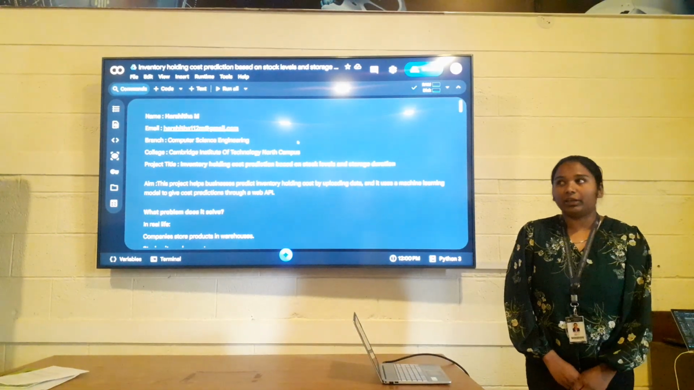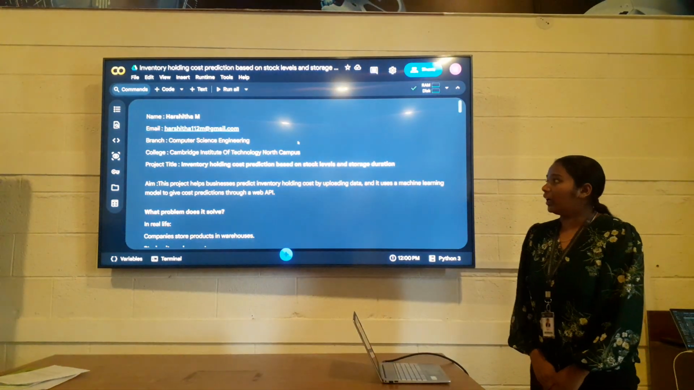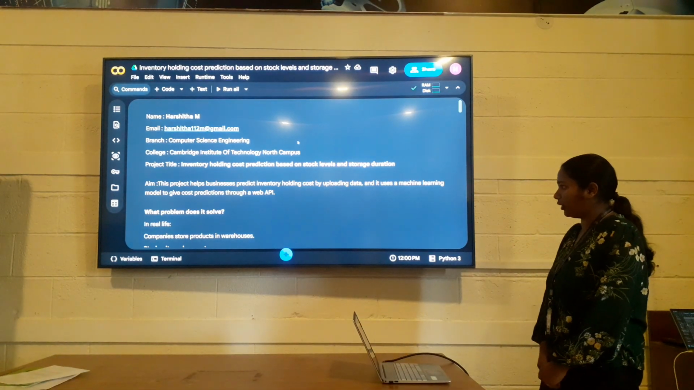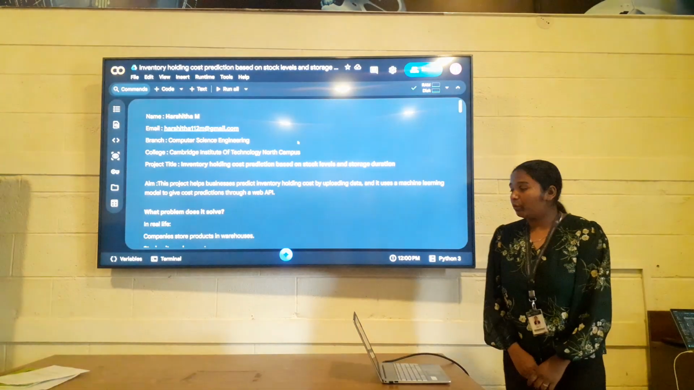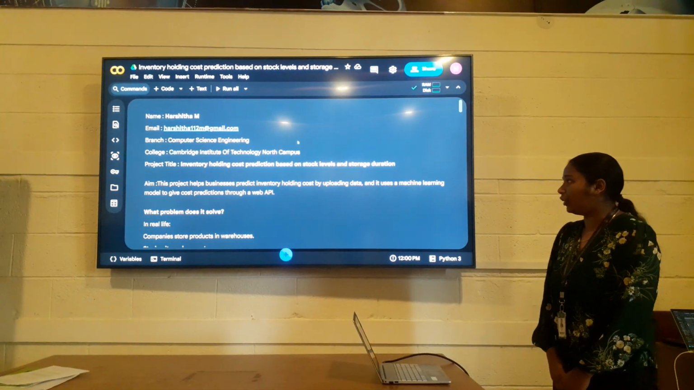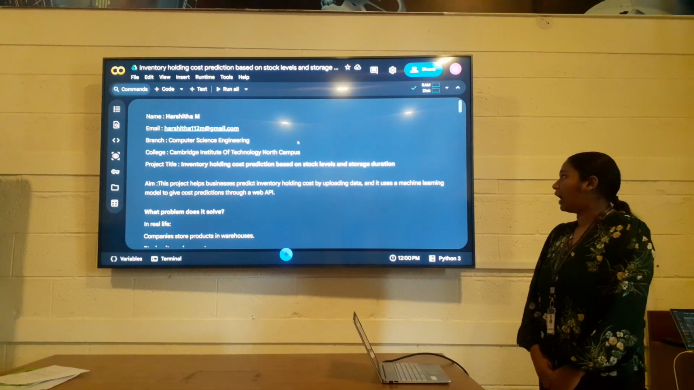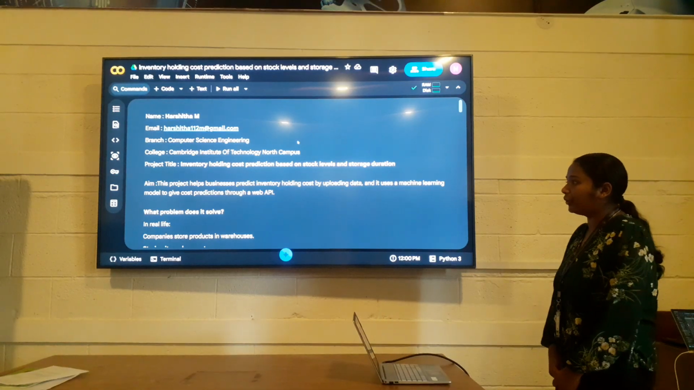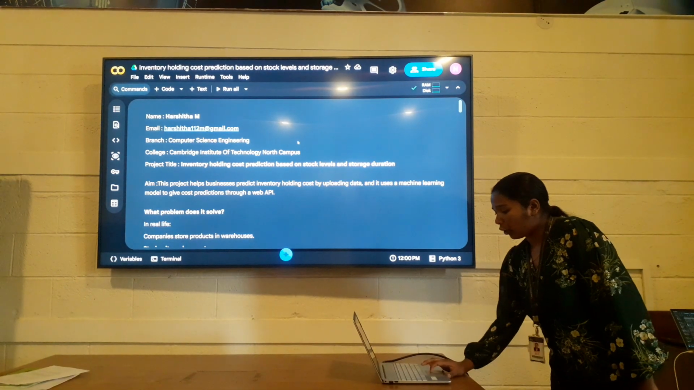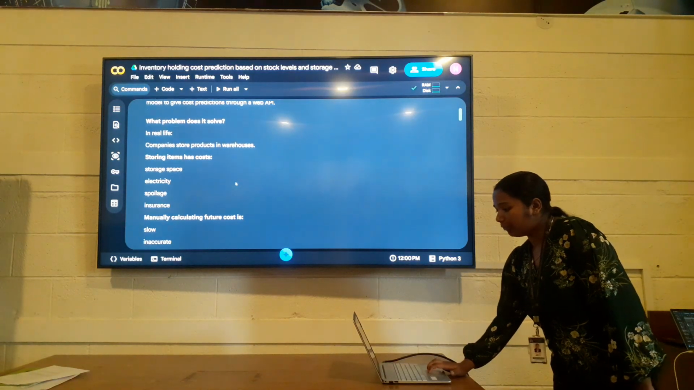I am Harshitha. I am here to present my project, Inventory Holding Cost Prediction based on stock levels and stock duration. The aim of this project is to help businesses predict inventory holding cost by uploading data, and it uses a machine learning model to give cost predictions through a web API. What problem does it solve in real life?